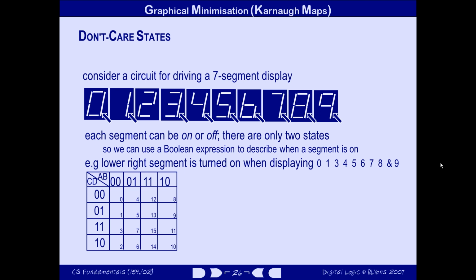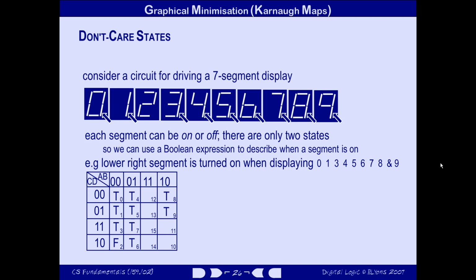Now, we're trying to specify when that bottom right segment should be turned on. It's on when the digit being displayed is 0, 1, 3, 4, 5, 6, 7, 8 or 9. It's definitely off when the digit being displayed is 2. But should that segment be turned on or off if an input combination corresponding to the numbers 10 to 15 occurs? Well, we don't really care.